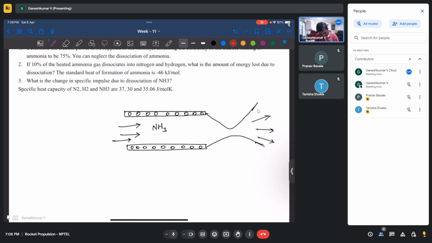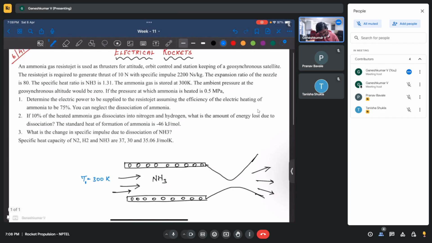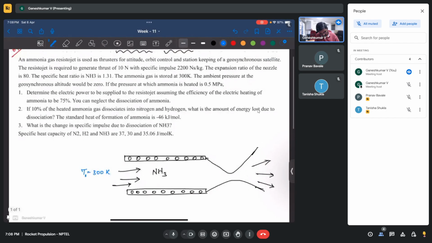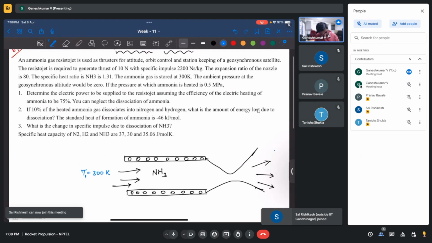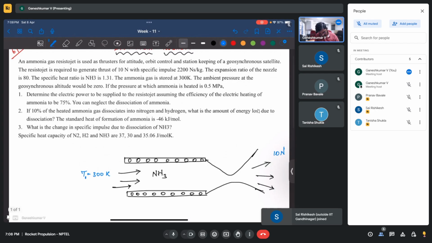So now the temperature with which it enters is 300 Kelvin. Since 300 Kelvin is less, let's use blue color. T naught is 300 Kelvin, and the thrust you are going to get is going to be 10 newtons, and ISP is also given.